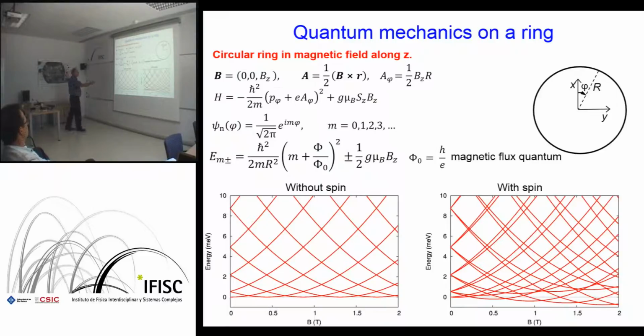Now, if the spin is included, then we have to add a term which is linear in magnetic field, and then the periodicity is no longer valid. So depending on how strong the g factor is, the periodicity may be observed or possibly distorted.